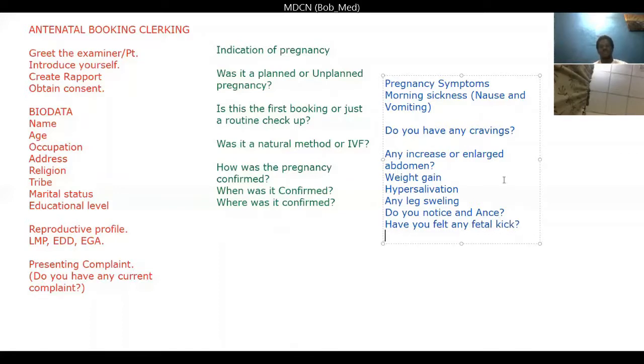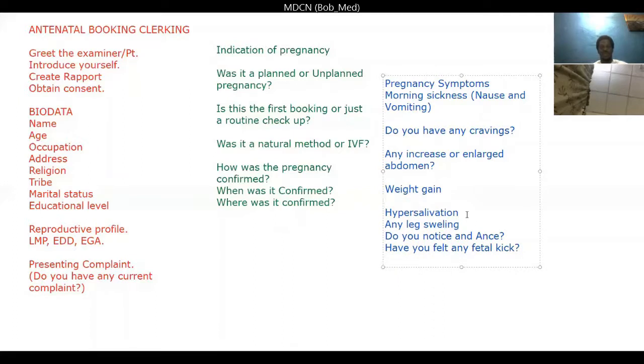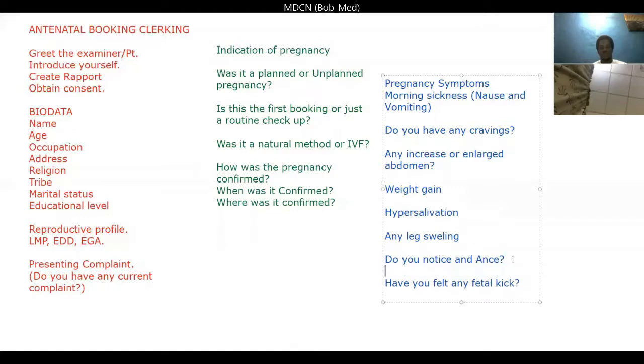So some of the questions. How many questions have we asked now? We've asked how many? 1, 2, 3, 4, 5, 6, 7, 8. Let's make it 10. So we've asked about weight gain. There are a lot of questions you can ask somebody who is pregnant to rule out pregnancy symptoms. Frequency of urination, as you said, we've not written it. Any increase in urination frequency, to rule that out.